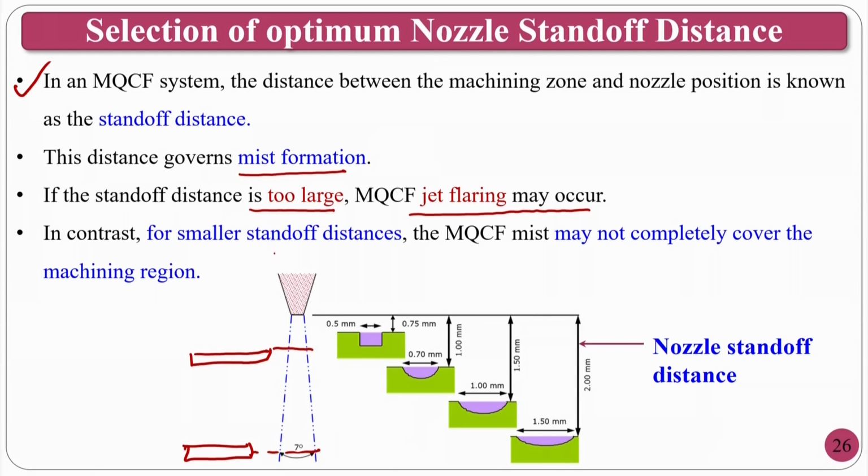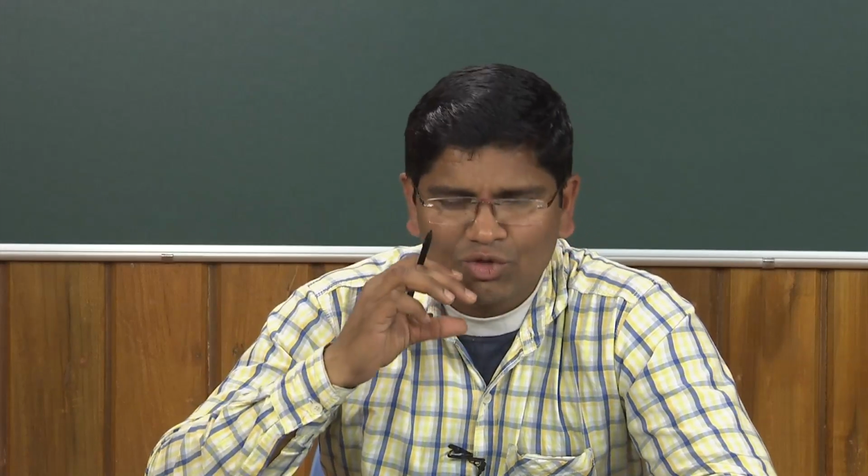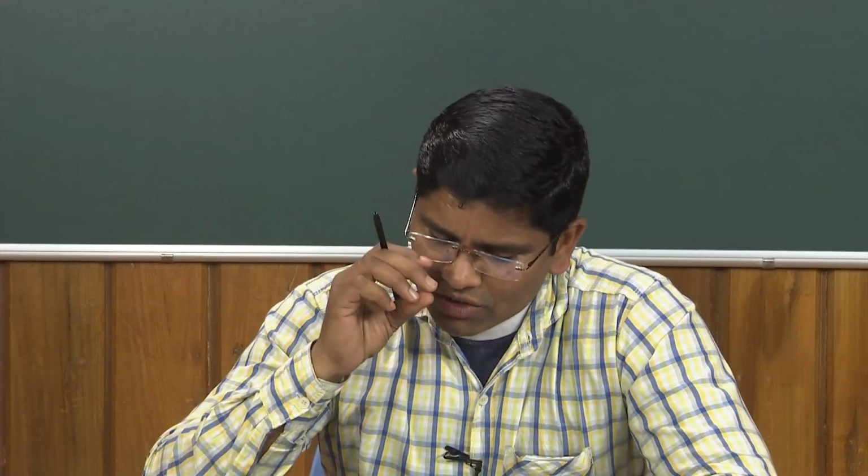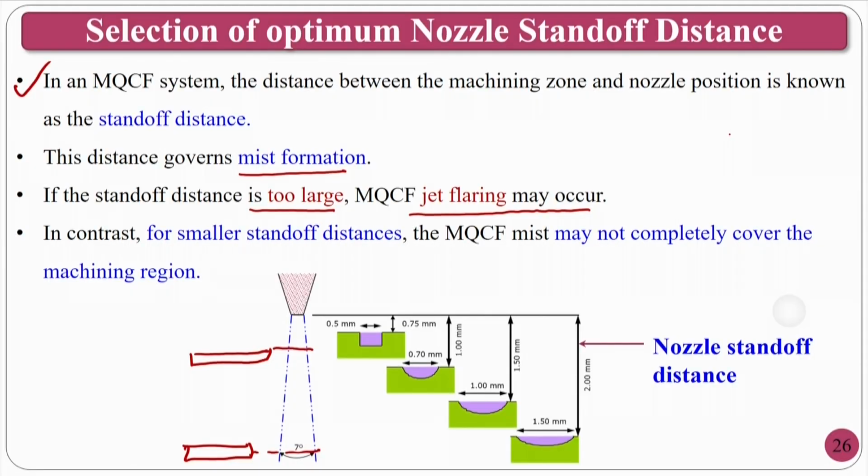Okay, so for the smaller distances, MQCF may not completely cover the machining region. So you need minimum flaring. At the same time, it has to cover your machining region. Since you have already seen, the machining region is approximately an elliptical surface. You have a minor axis and major axis. So it has to cover that particular area, and at the same time, flaring should be minimum.